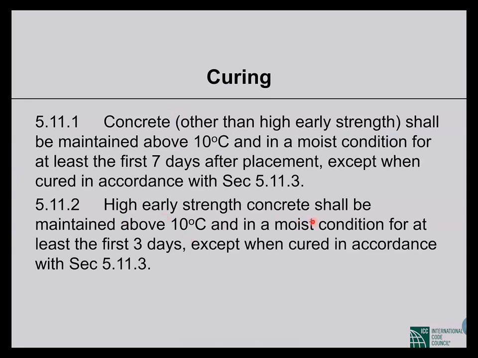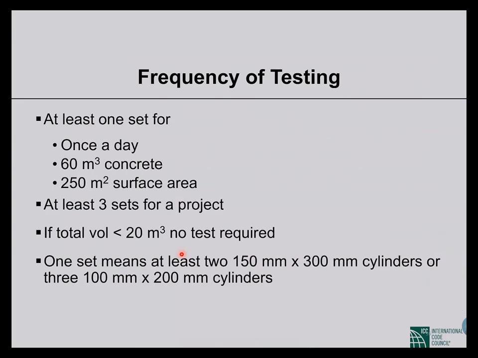High early strength concrete shall be maintained above 10 degrees centigrade in a moist condition for at least the first 3 days. So for high early strength concrete, if we choose early strength gain cement, and if we use some admixture like accelerating admixture, in that case we will produce high early strength concrete. And in that case, we can cure only for 3 days at least. So that's the important thing about curing that is mentioned in the code.